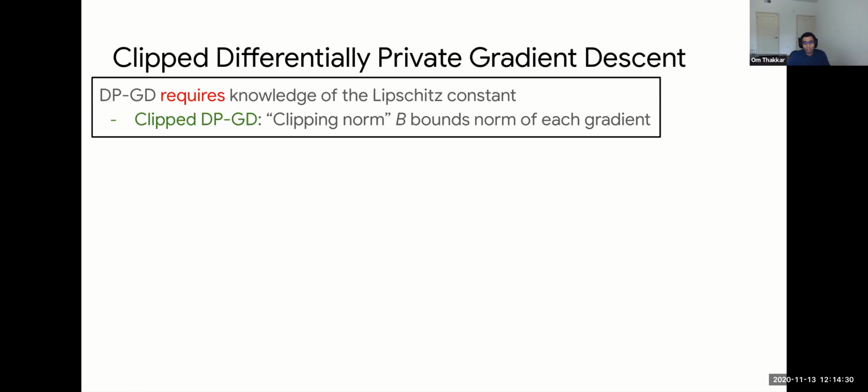So earlier in the talk, we saw results for DPGD, but the technique crucially requires knowing the Lipschitz constant of the loss. This is difficult to know a priori in real world applications. In practice, a variant called clipped differentially private gradient descent is used, which bounds the norm of each sample's gradient by a prefixed value called the clipping norm, which we denote by B here. In particular, if the norm of the gradient exceeds B, then it is scaled down to B.